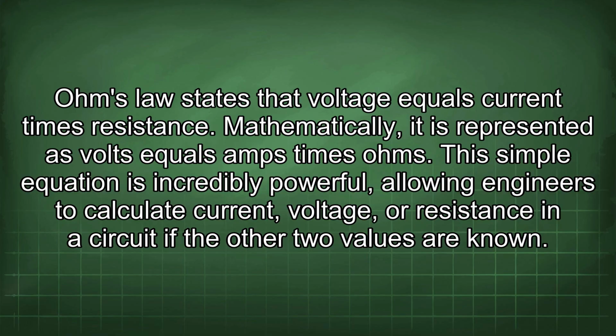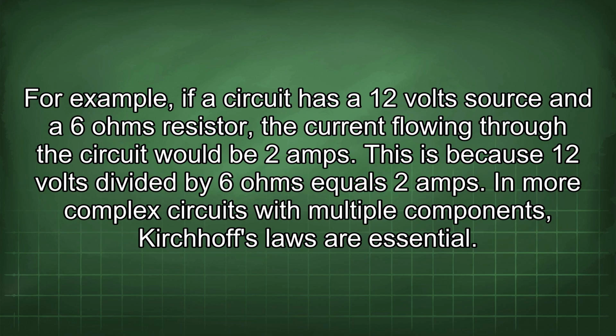For example, if a circuit has a 12-volt source and a 6 ohm resistor, the current flowing through the circuit would be 2 amps. This is because 12 volts divided by 6 ohms equals 2 amps.